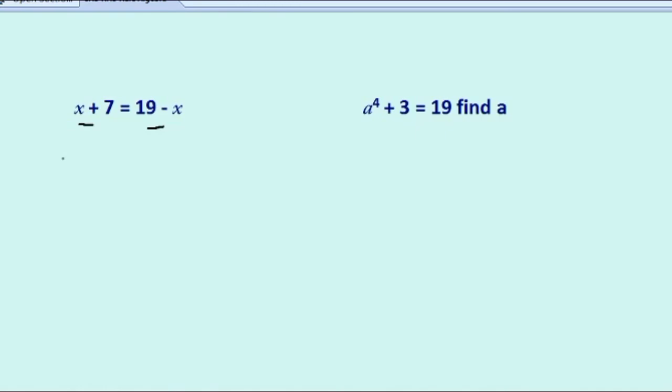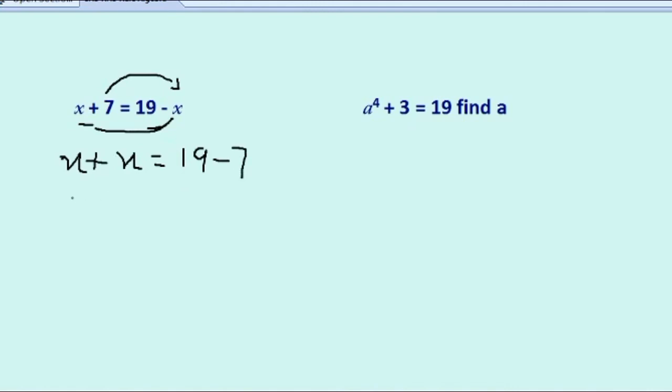Okay, so I will transfer this x to LHS. The x on the RHS will be transferred to LHS, and the number on the LHS will be transferred to RHS. Okay, so this is minus x. When it comes here, it will become plus x. x plus x equals, here it is 19, plus 7 will become minus 7.